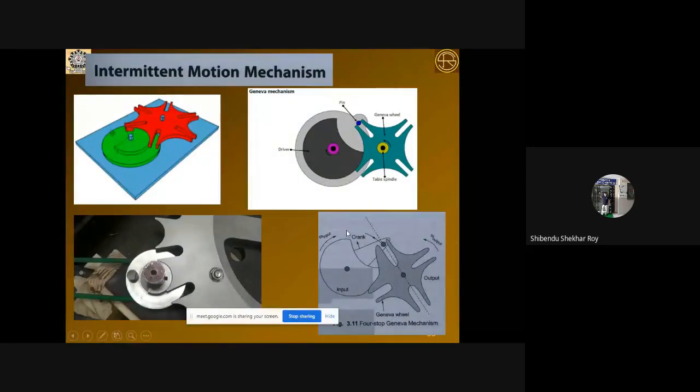So I would like to show you a few animations of a few mechanisms. This is called the Geneva mechanism, which gives intermittent motion. See the beauty of that particular mechanism. There are plenty of mechanisms.